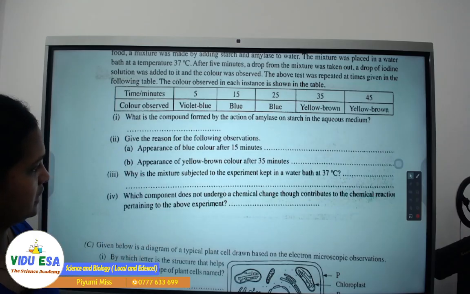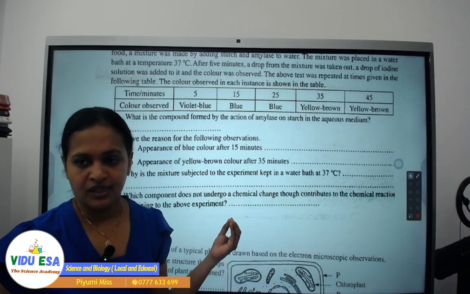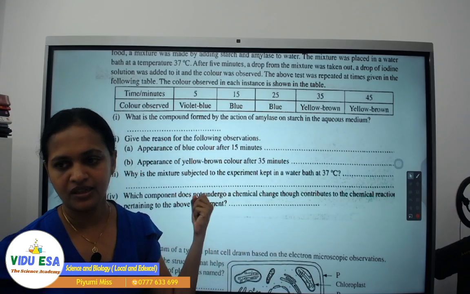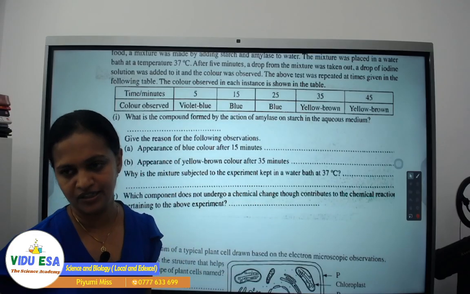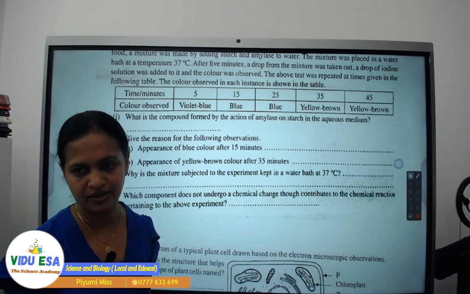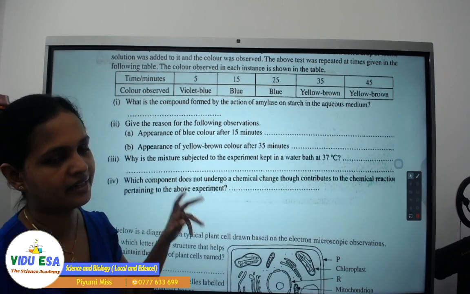Which component does not undergo a chemical change though contributes to the chemical reaction pertaining to the above experiment? The catalyst. Here the enzyme does not undergo a chemical change, that is amylase. Amylase is the name of the enzyme. 1 mark.